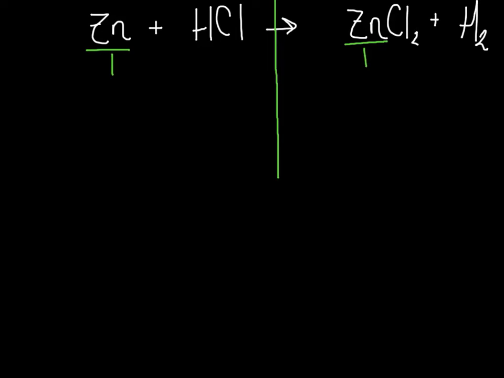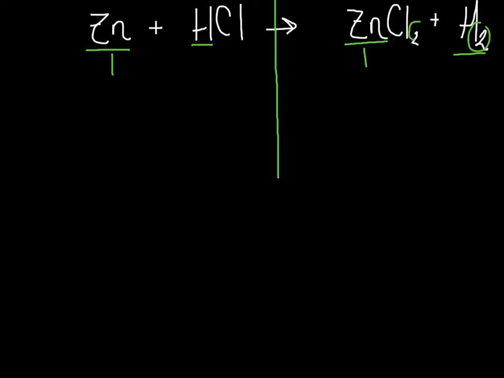Okay, now let's move on to the H. Our hydrogen on the reactant side we have 1, and on the product side we have 2. So those are not balanced right now. The only thing that you can change is coefficients. You can't change these little subscripts down here.